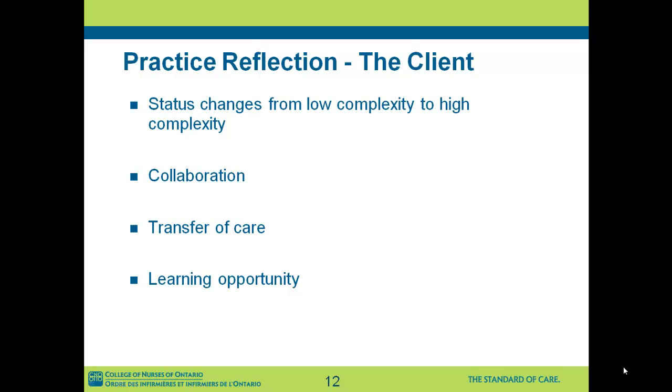Think about a time when you cared for a client who presented with less complex healthcare needs, but over time the client's status changed to one of increasing complexity with a high risk of negative outcomes. Did you collaborate to meet the client's needs? Whom did you collaborate with? Was there a point when the care needed to be transferred to another care provider? What did you learn from this experience? If you were to encounter this situation again, would you do anything differently?